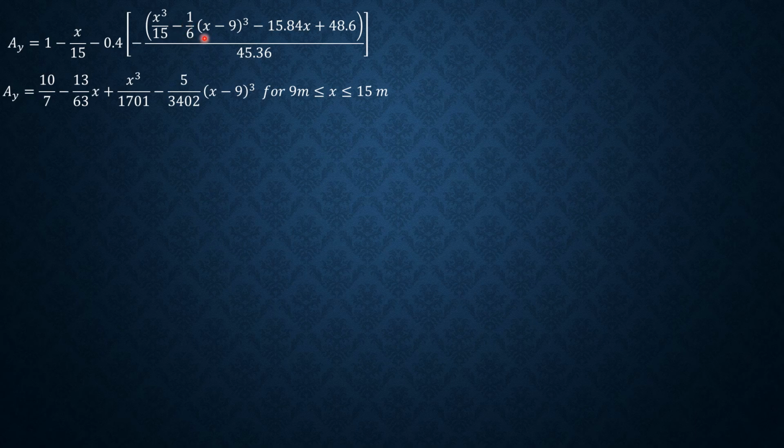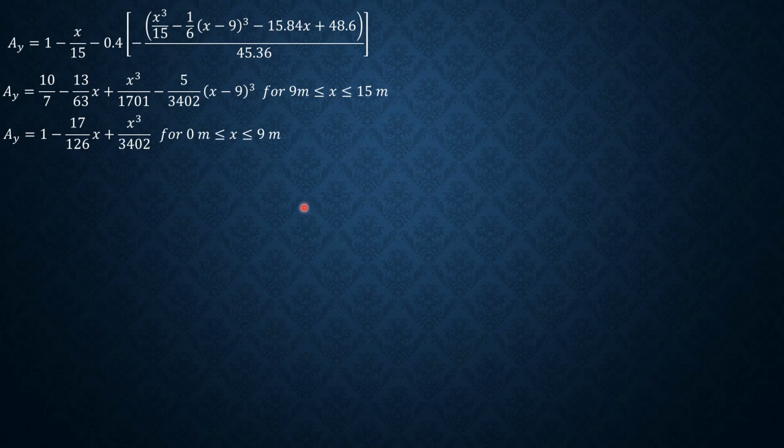is positive 16 of x minus 9 cubed, divided by 45.36, so positive, times negative 0.4, so negative 5 over 3402 of quantity x minus 9 cubed for 9 meters less than or equal to x less than or equal to 15 meters. So AY is 1 minus 17 over 126x plus x cubed over 3402 for 0 meters less than or equal to x less than or equal to 9 from the preceding slides.